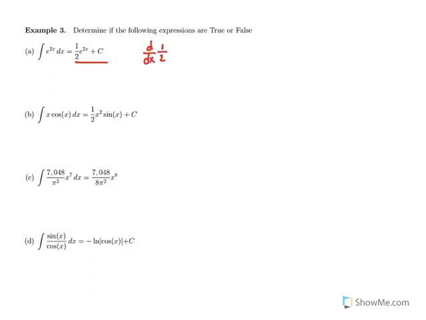So the derivative of 1/2 times e to the 2x, we'll say plus c as well, is going to be, using the chain rule, 1/2 times 2 e to the 2x plus 0, and that is e to the 2x. So that means that this statement is true. This is a little bit beyond the kind of integral we're going to do in Calc 1. It's a very simple application of something called substitution, which will be the first topic in Calc 2.